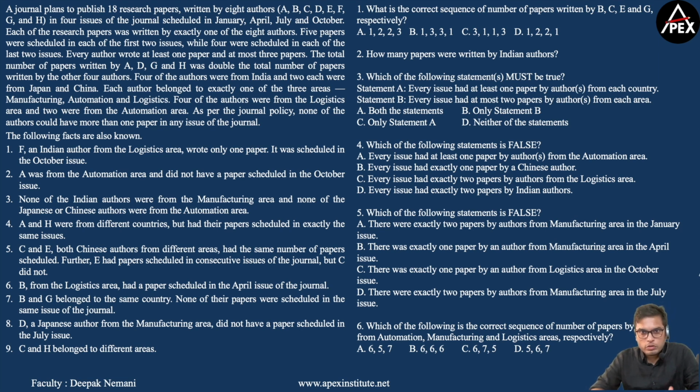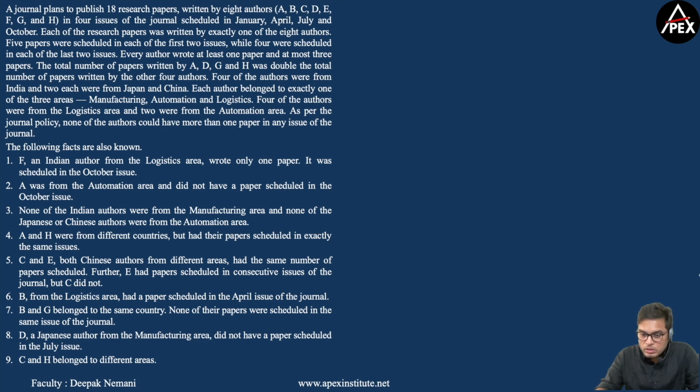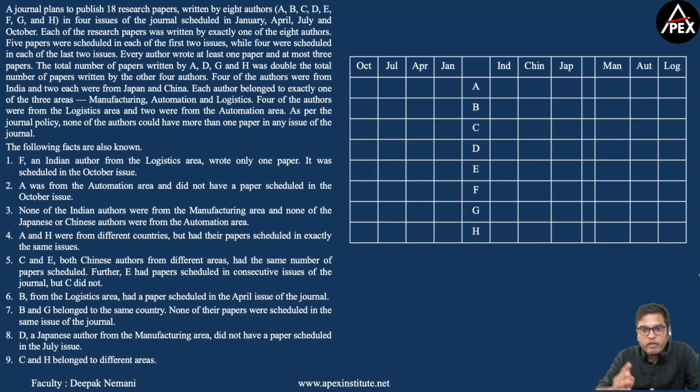So to answer all these questions, you should be knowing the number of research papers written by all these 8 authors, the countries that these authors belong to, the areas that these authors belong to, and also the corresponding months in which the research papers written by all these 8 authors are scheduled to publish. Now in order to answer these types of questions, I will be making a small table like this where we have the 8 authors in the column. To the left we have the months and to the right we have the countries and the areas that these authors belong to. Now we are given that 5 research papers are scheduled to publish in the month of Jan, 5 in April, 4 in July, 4 in October.